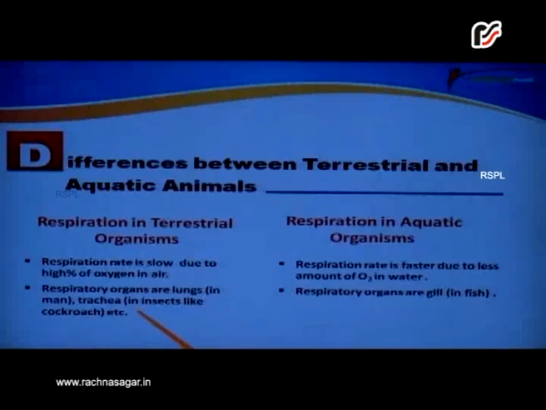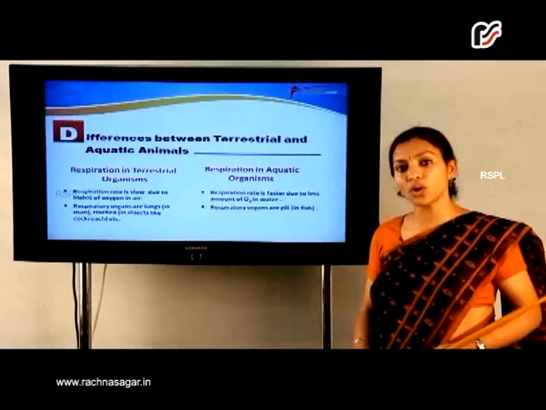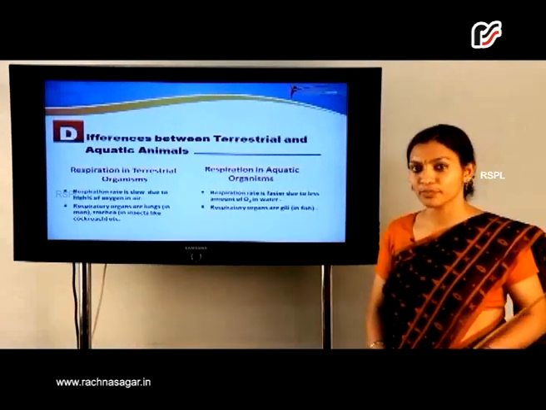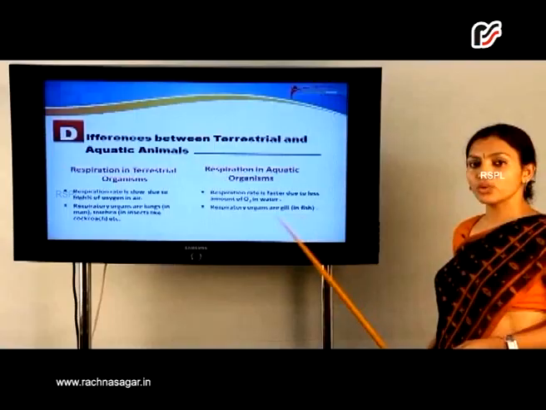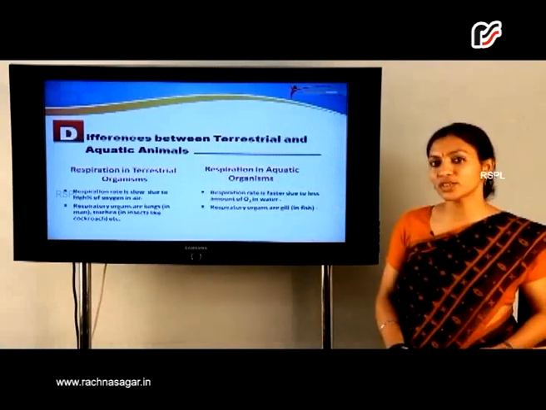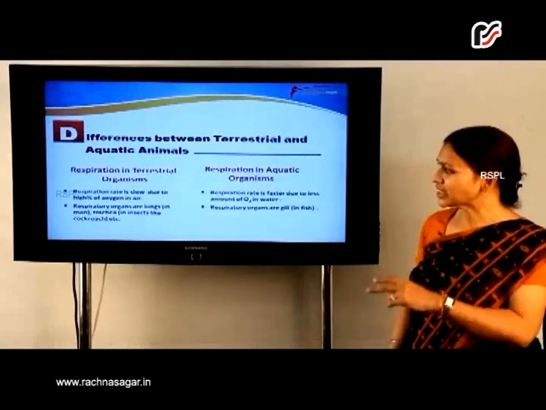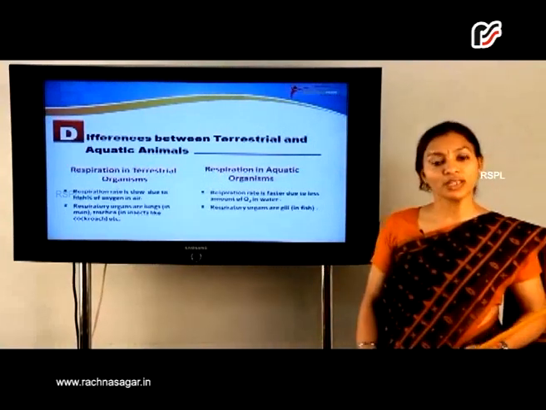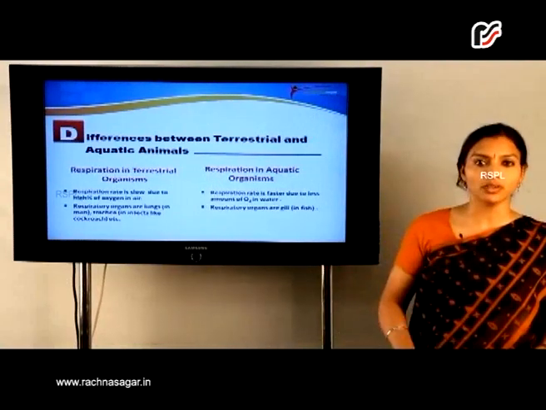Another difference: terrestrial organisms have lungs, trachea, or in insects, the tracheal system, which draw oxygen from air. But in aquatic organisms, the respiratory organs are gills, which extract dissolved oxygen from the water. So these are some basic differences between terrestrial and aquatic organisms related to respiration.